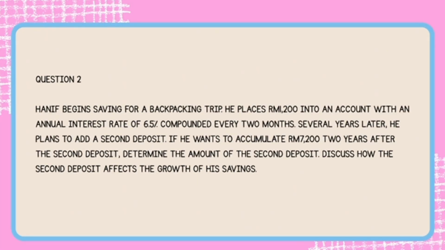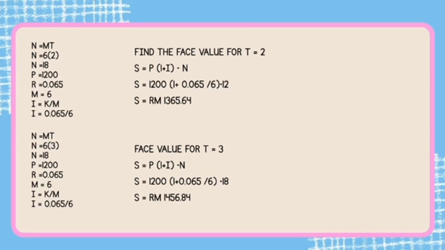So here is question 2, you guys can read by yourself first. For question 2, you guys need to find how the second deposit affects the growth of his saving. For the first thing, you need to find the face value. I choose T, that is time, 2 years, and the other is 3 years. So I find the face value with T equal to 2 years and 3 years.